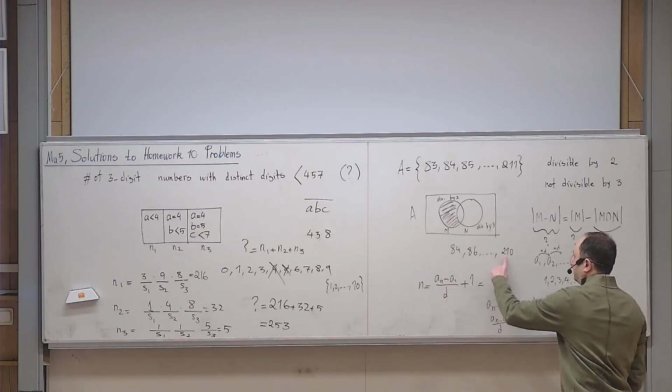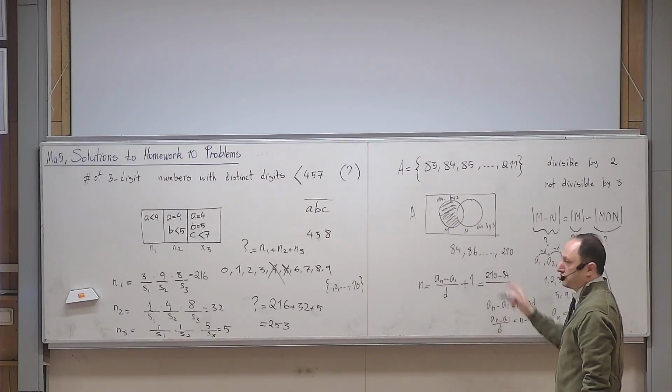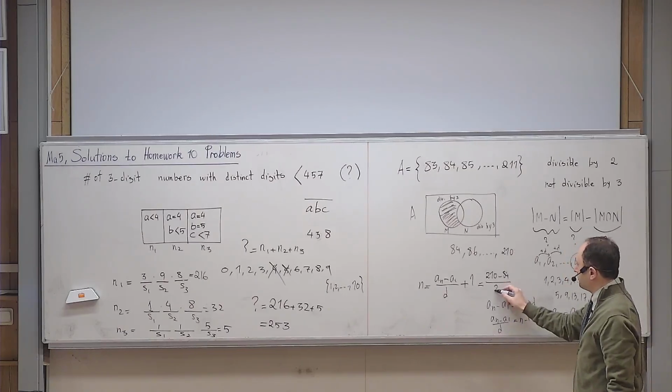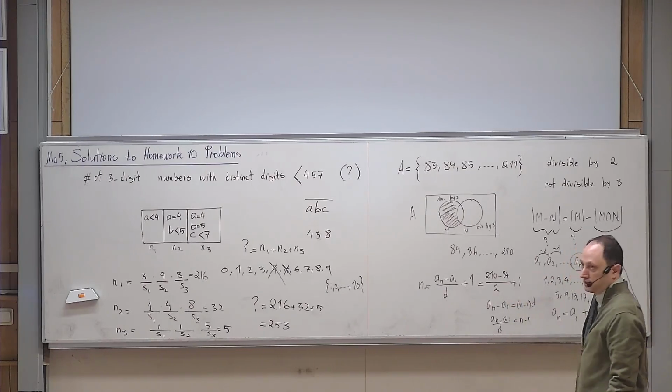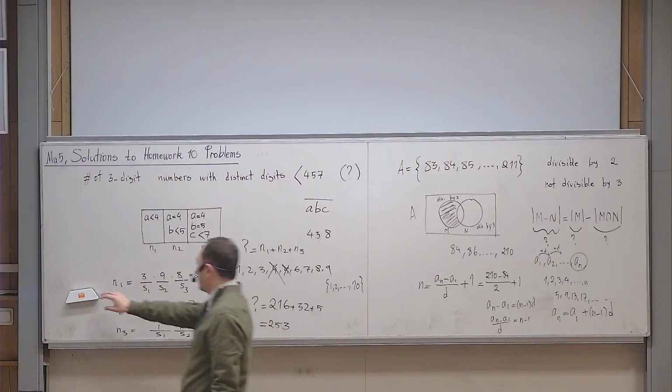The last number minus the first number divided by the common difference. The common difference here is 2. But plus 1. This plus 1 is important. Okay? So what is the answer? Can you do it in your head?